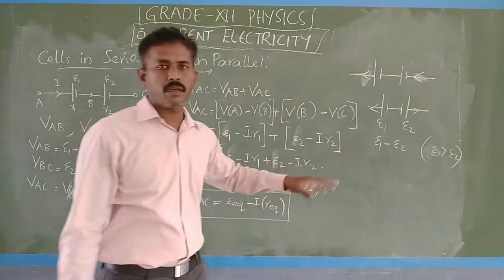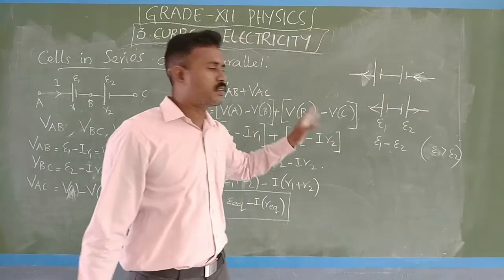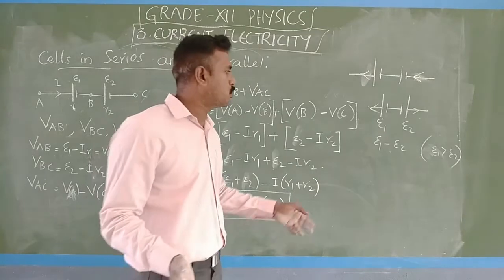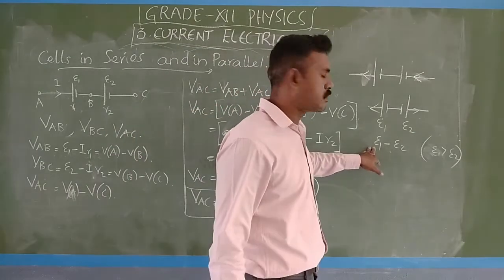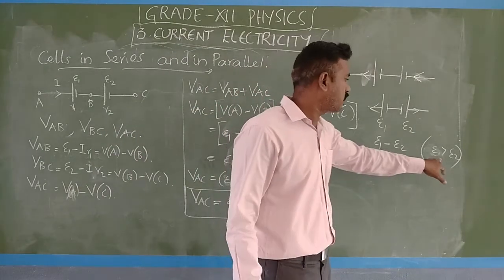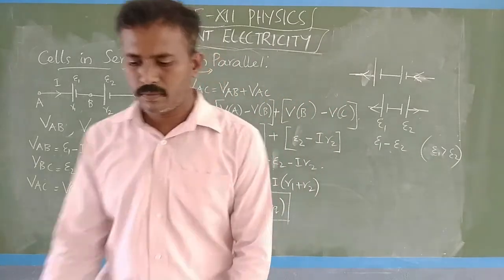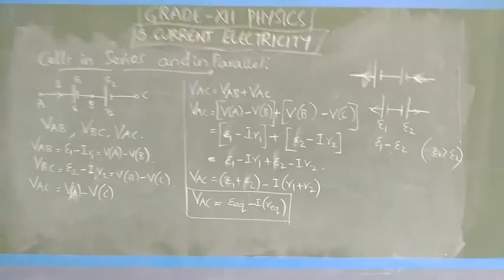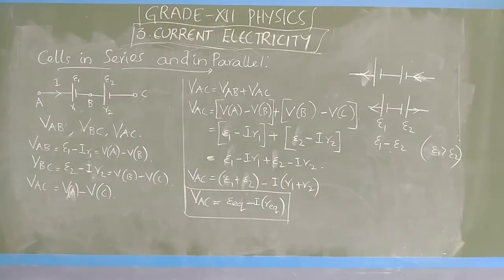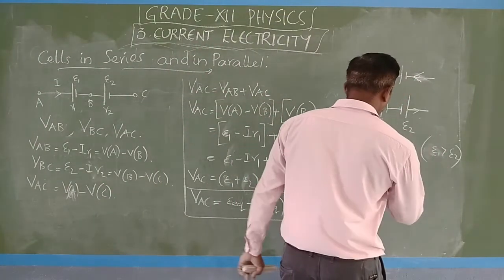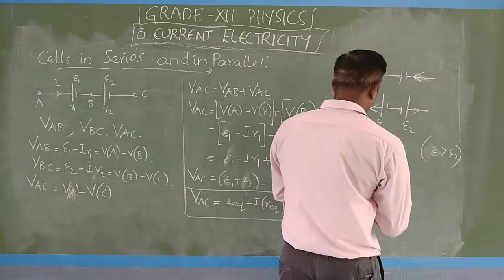If the direction of current is the same in both, you can add. If the direction of current is opposite, what you have to do? You have to do like this. And the constraint here is E1 is greater than E2. Then what will the equation be? Instead of E2, okay.